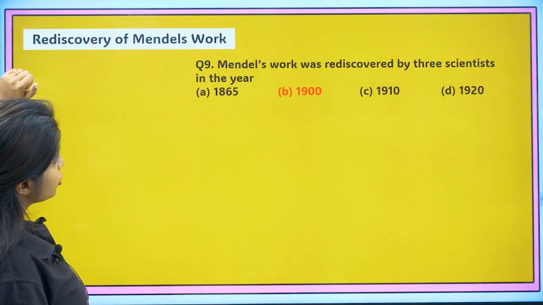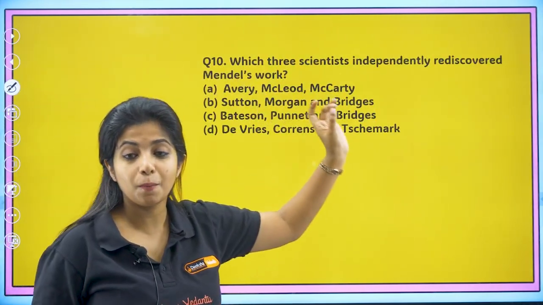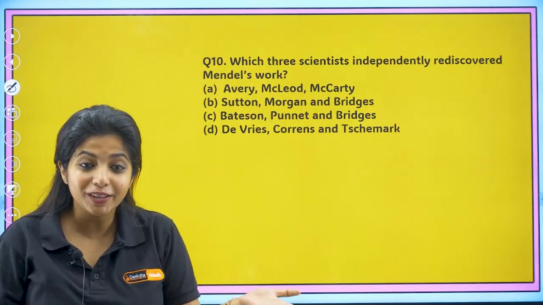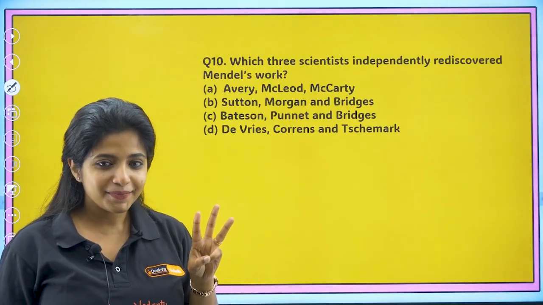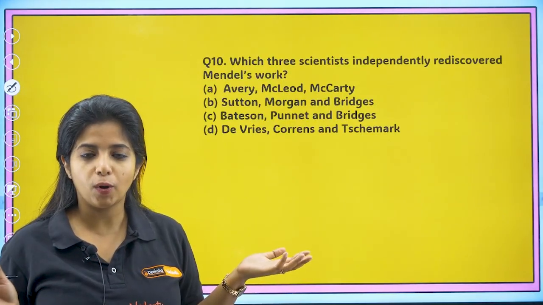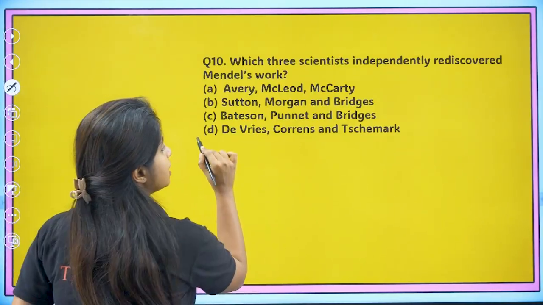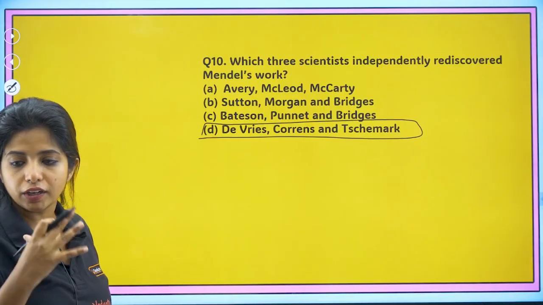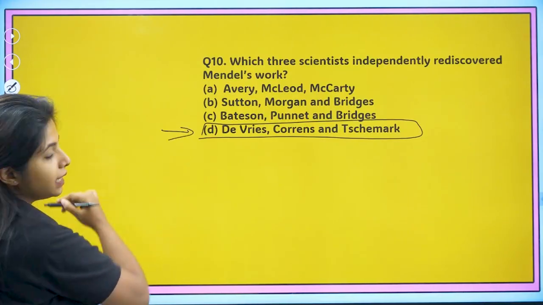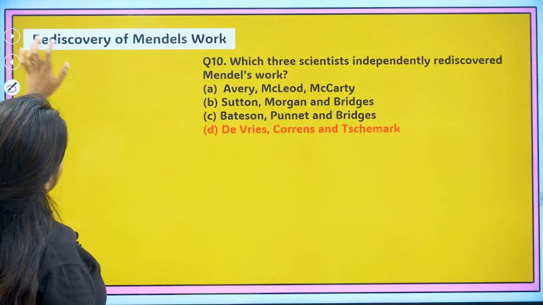Okay, and now the next question comes. Which three scientists independently rediscovered Mendel's work? Who are the ones who rediscovered it in the year 1900? Tell me. It's an easy question. Now, there is no need to explain all over it. De Vries, Correns and Tschermak. Okay, it's the D option. De Vries, Correns and Tschermak were the people who rediscovered Mendel's work. So your answer would be D. Okay, cool. Don't forget them.